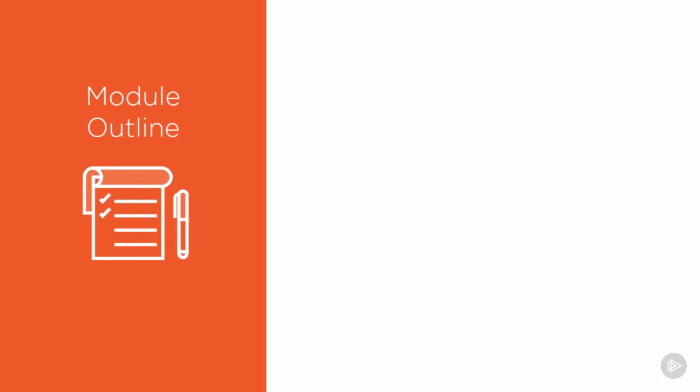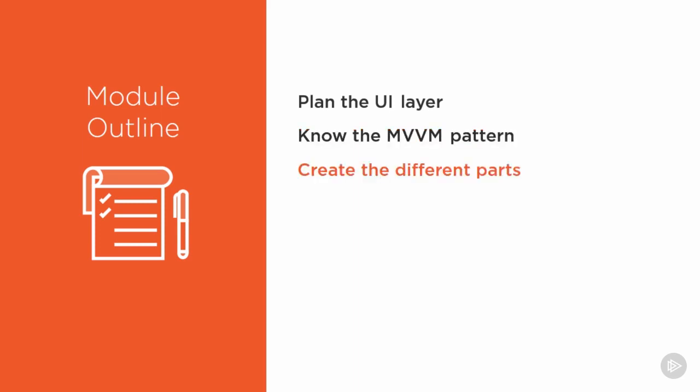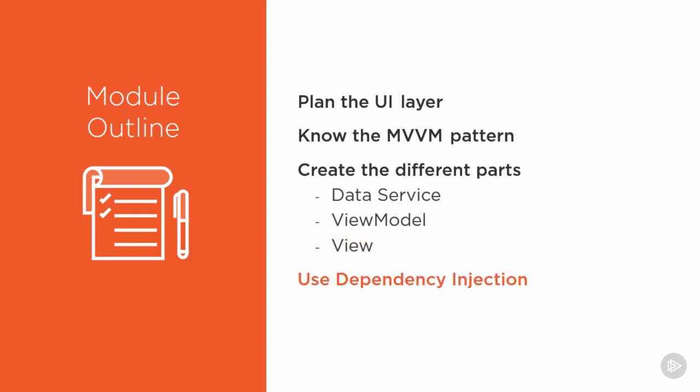We start this module by planning the user interface layer. Then we will ensure that you know the basics of the MVVM pattern. With this knowledge, we will create the different parts of the user interface of the Friend Organizer application. We will create a data service to load the data. We will create a view model that is using that data service, and we will create a view that binds to the properties of the view model. After we are done with this, we will even use dependency injection to inject the data service into the view model and to inject the view model into the view. Now let's start and let's plan the UI layer.